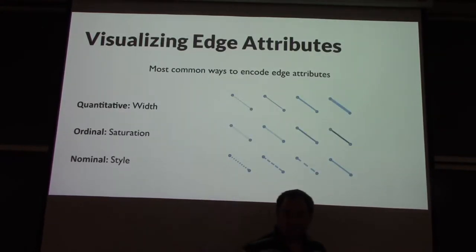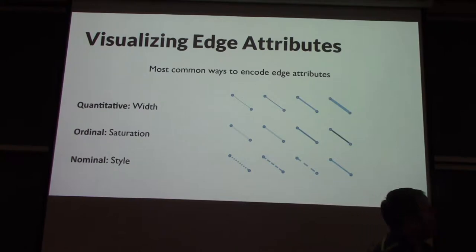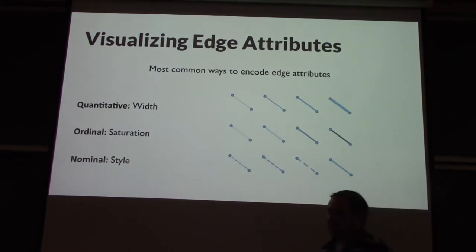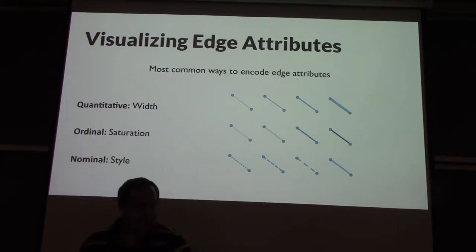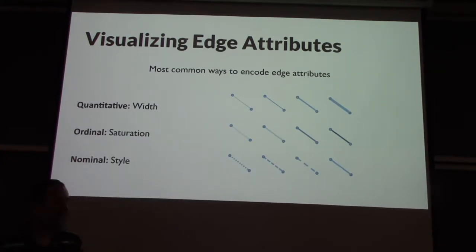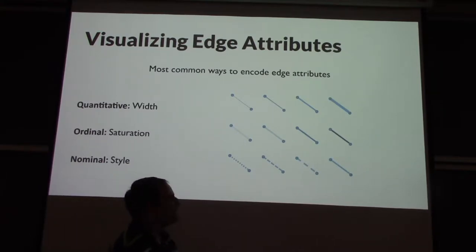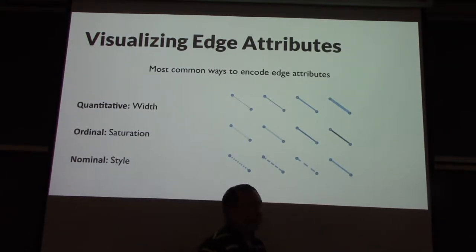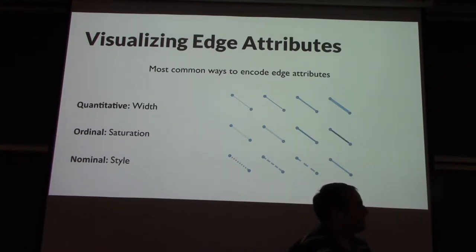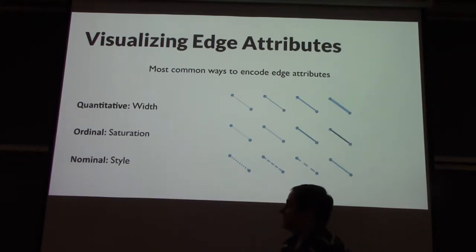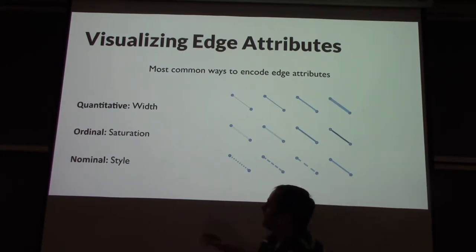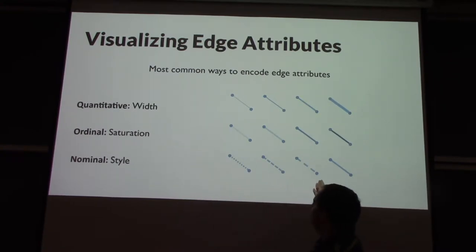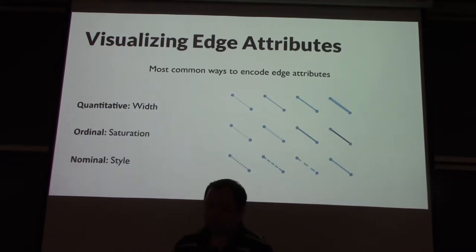I didn't talk about this, but I thought I would add it for this recap. If you want to visualize edge attributes, which are also of course important, these are the common ways people visualize edge attributes. If you have quantitative values, you could use line width. If you have ordinal values, you could use saturation. You could also use saturation for quantitative values. If you have nominal values, you could use style or color.